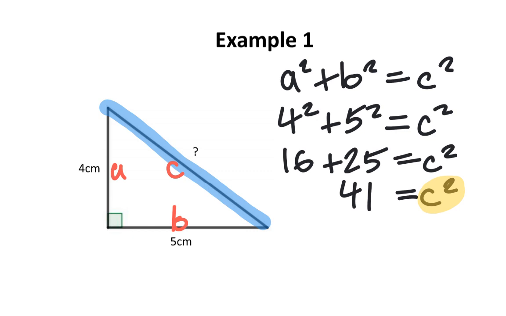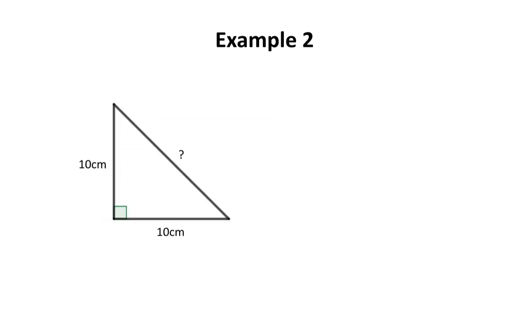Therefore, the opposite of squaring something is square rooting it. And what you do to one side of an equation, you must do to the other side of the equation. The square root of 41 is about 6.4. Therefore, the hypotenuse is actually 6.4 centimeters.